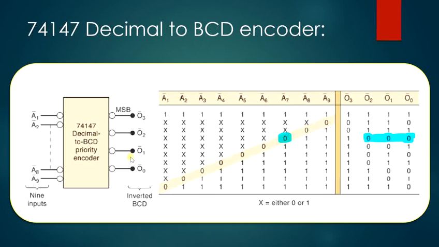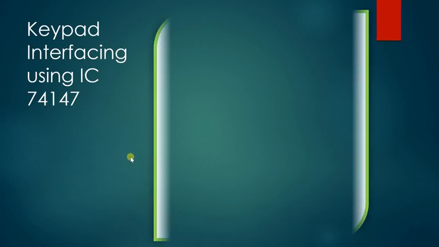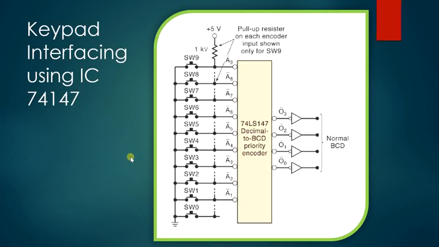So let me explain that in the next slide, as to how, as I mentioned, we are going to use this to interface the numeric keypad to a microcontroller or a computer. So usually we use this particular IC, that is 74147, for keypad interfacing. So you are going to have switches here which are connected to the inputs, and each of the switches will be pulled upwards with the help of a resistor that is connected to each of the inputs.